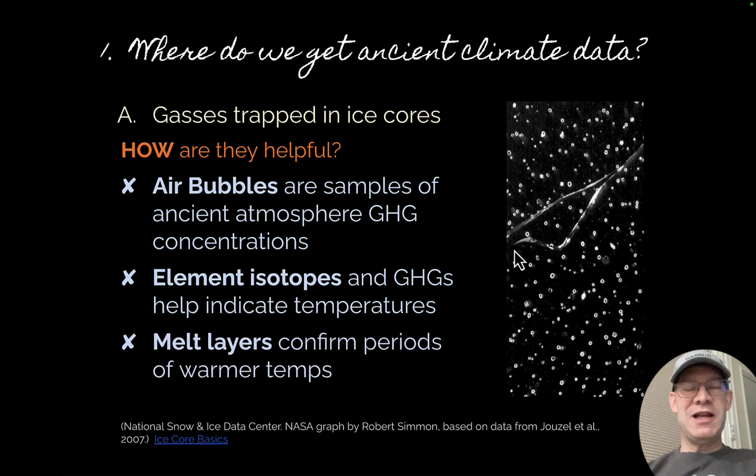And then last but not least on this slide, melt layers confirm periods of warmer temperatures. We talked about how in the summer that top part of the snow melts, and based on the warmer temperatures you can see, okay, yep, it's supposed to be warmer because of these isotopes, but that also fits with a thicker melted band as opposed to the fluffier, more wintertime layer.